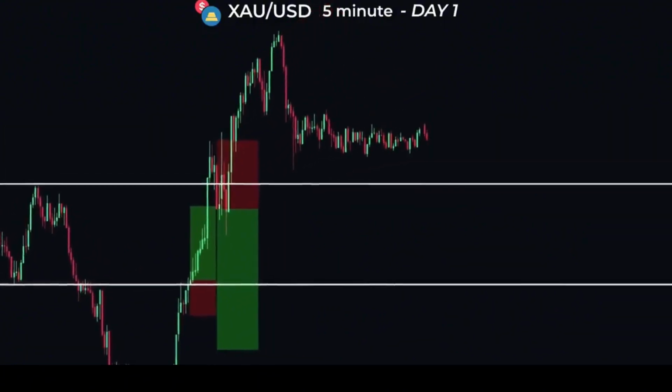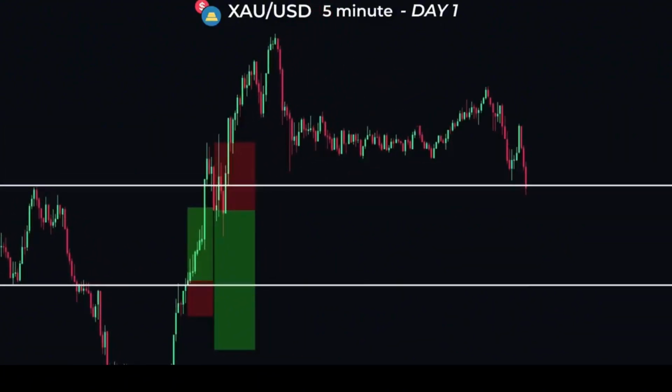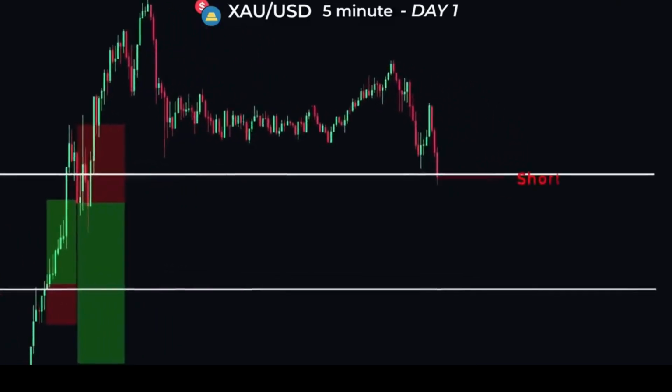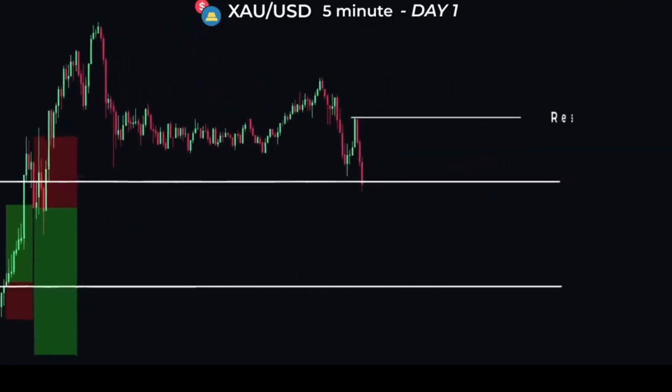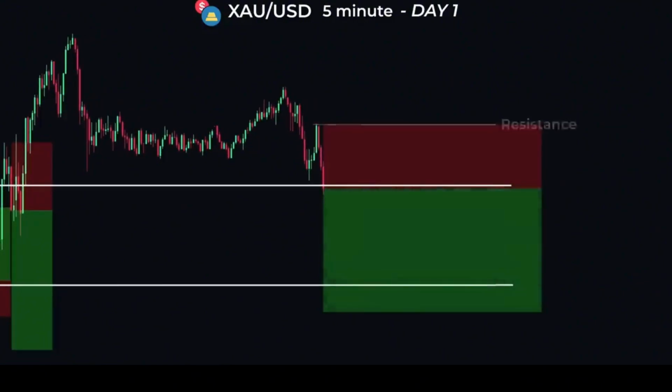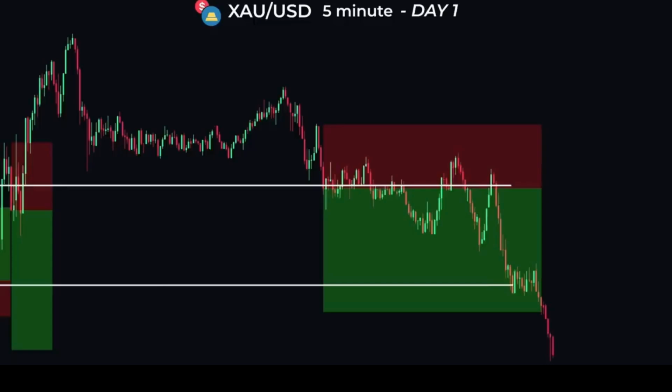Then, price traded above the range for a while before closing back inside, giving us a short setup. Now, since the breakout was too large, we instead used a nearby resistance for the stop loss, and the take profit is set at 2 times risk. And this time, price hits the target, securing a 2R gain.